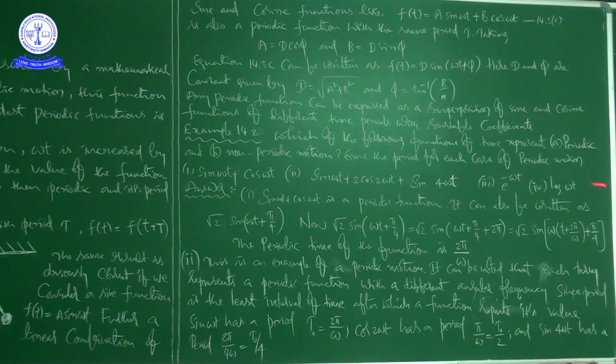So out of these four functions, the first is a periodic function and the second is also periodic motion, right? But the third one and the fourth one are not periodic. Those you can say are non-periodic functions.